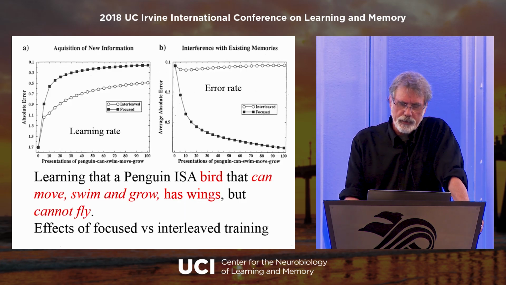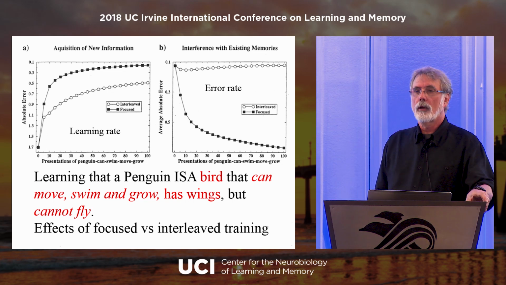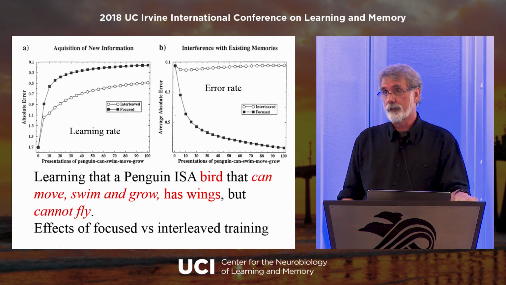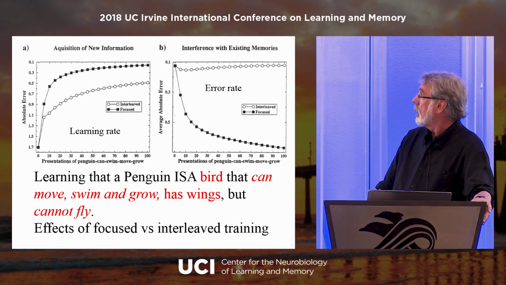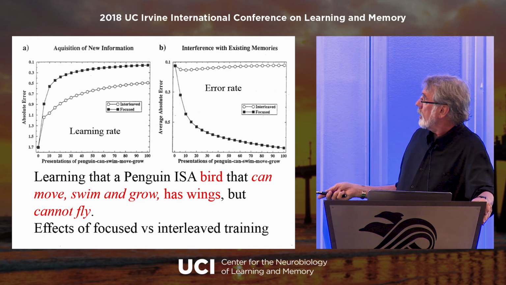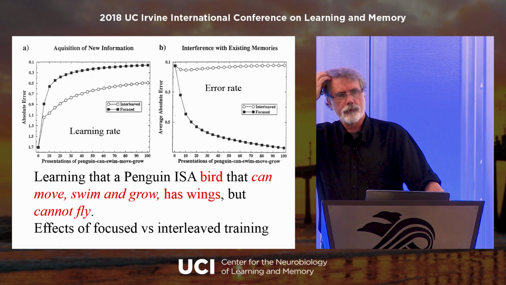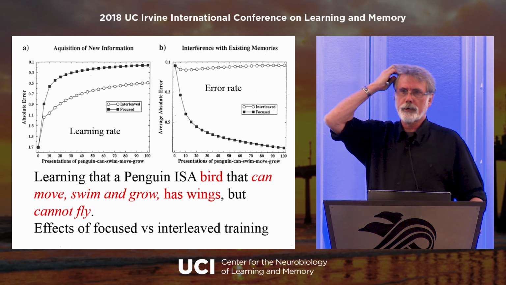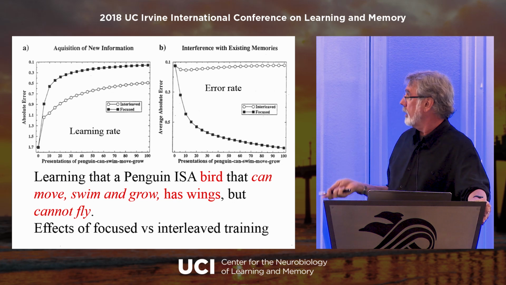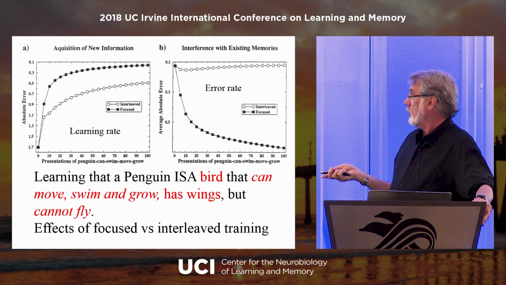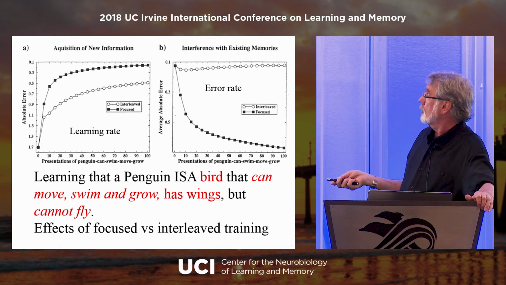And then we addressed the central problem of connectionist learning at the time, which was known as catastrophic interference or catastrophic forgetting, in a paper by McCloskey and Cohen. In our version, we trained up our network, and then we came along and said, oh, by the way, now that you've learned all these properties, we want you to learn about a penguin, which is a little bit not consistent with what you've learned, because a penguin is a bird that can move, swim, grow, has wings, but it can't fly.